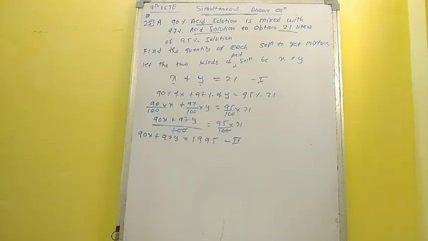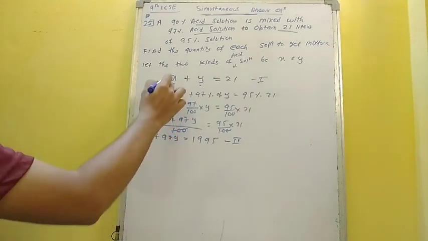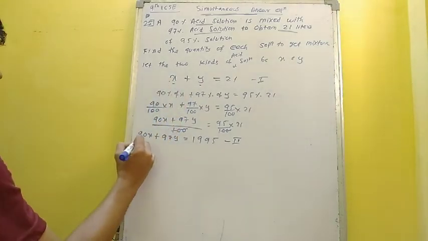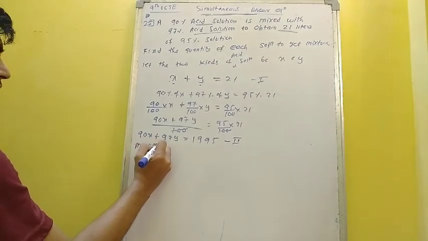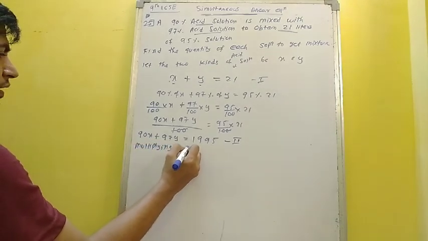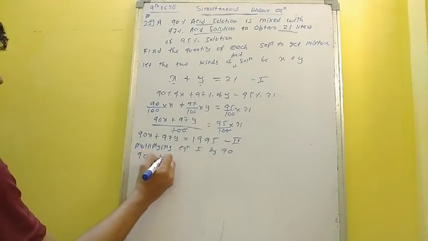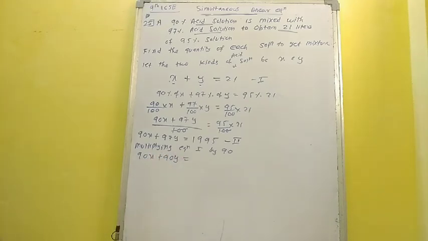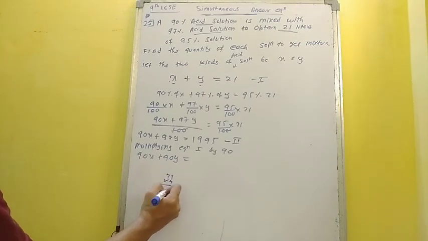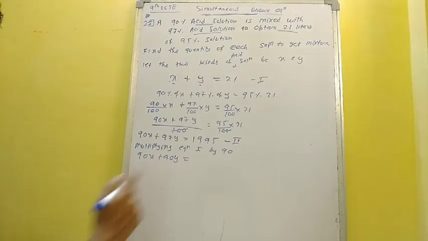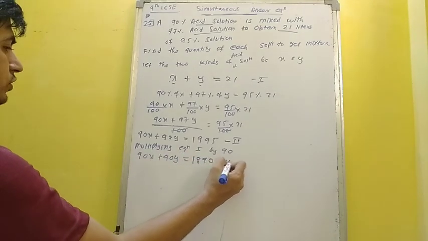So to bring the coefficient the same, I will multiply equation 1 by 90. Multiplying equation 1 by 90, we have 90x plus 90y is equal to 21 times 90. 21 9s are 189, so it is 1890. This is equation number 3.